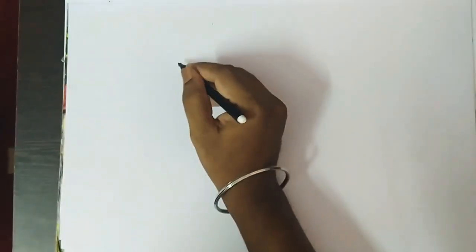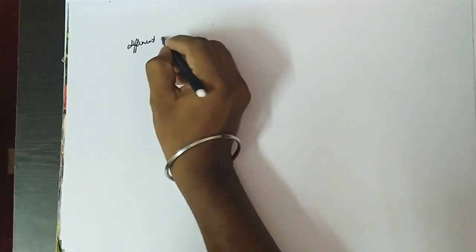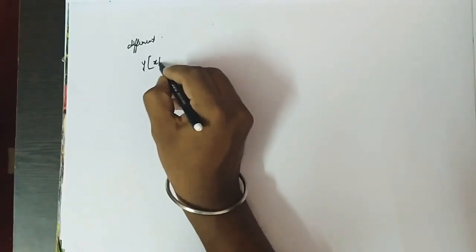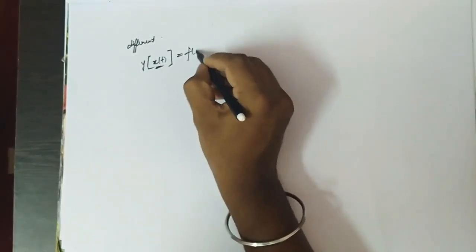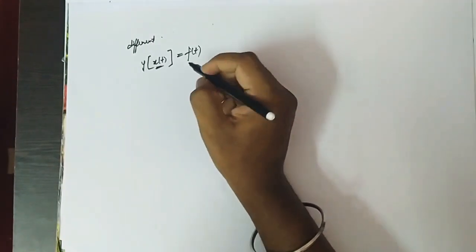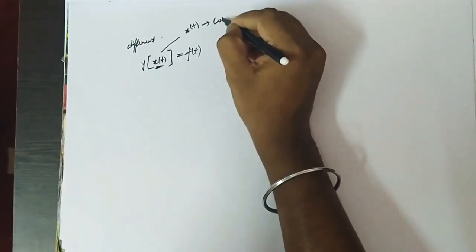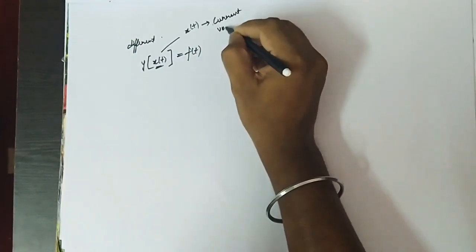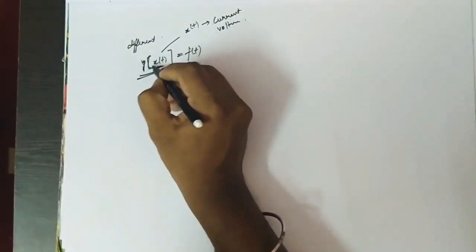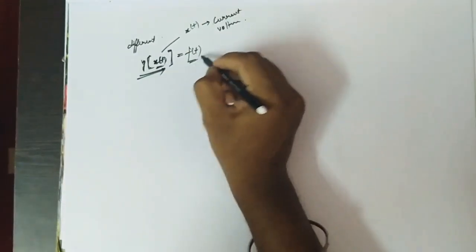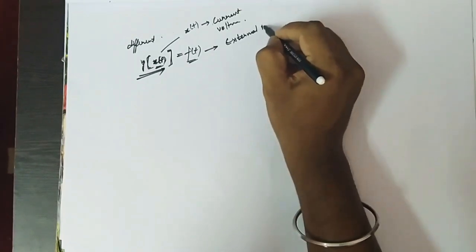So for example, let us take a differential equation in x of t. We need the response x of t equal to f of t. So the response we need is x of t, which may be current or maybe voltage. Let's assume that this is a differential equation in x of t, and this is an external input.